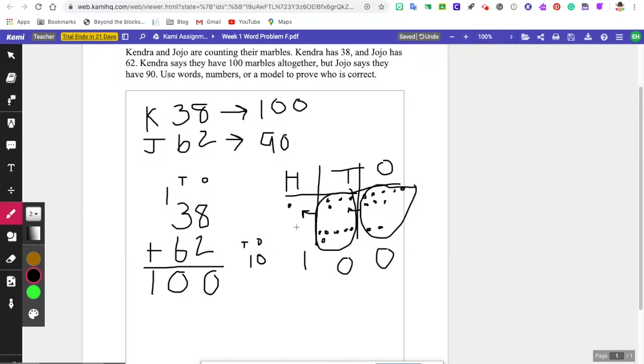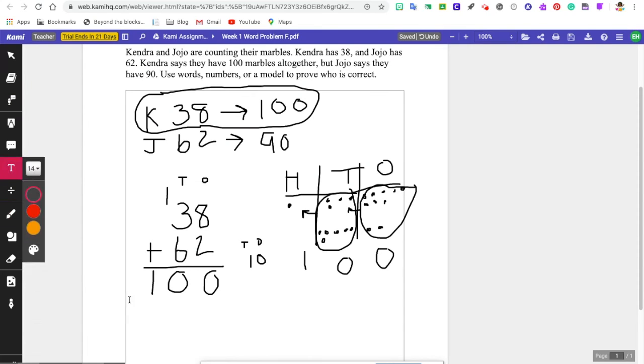So when we go back to the top, who said it? Kendra said she thought it was right, so Kendra would be correct. JoJo was close, like 90 is close to 100. But Kendra was correct. If you want to write that in words, because it says you can use words, numbers, or a model.